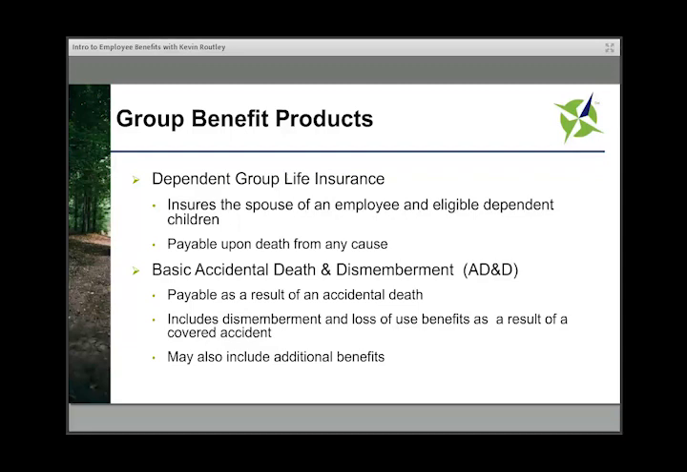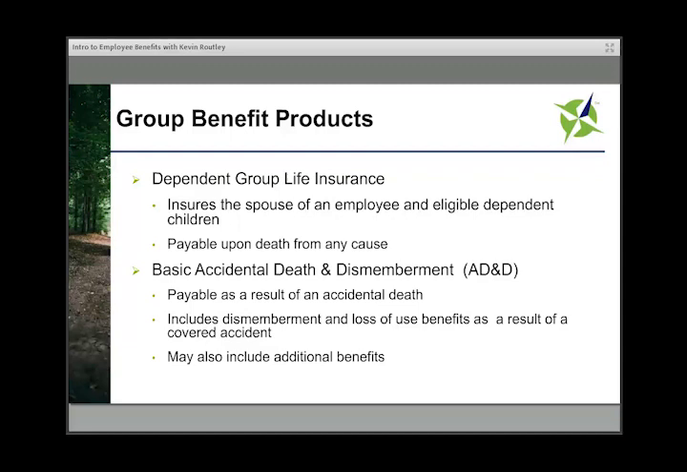Coupled with life insurance is basic accidental death and dismemberment insurance. It's payable as a result of an accidental death and would double the life amount that is within the policy. So if you have a program that has a flat $50,000 of life insurance, if you died as a result of an accident, that $50,000 would be doubled to $100,000.